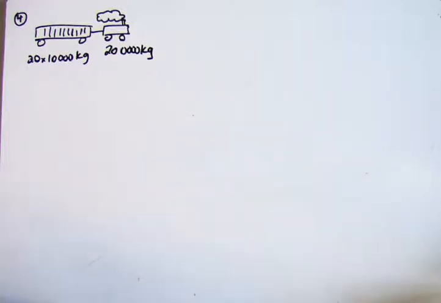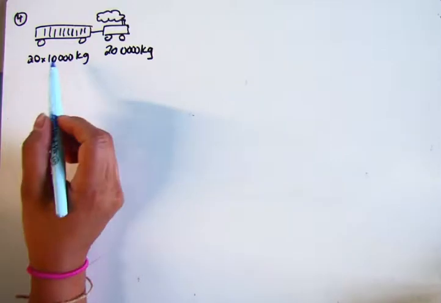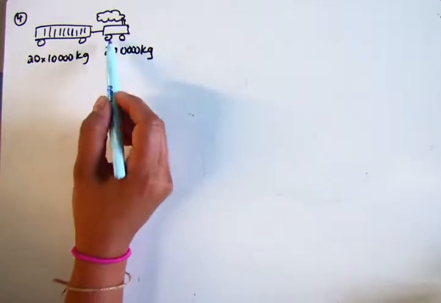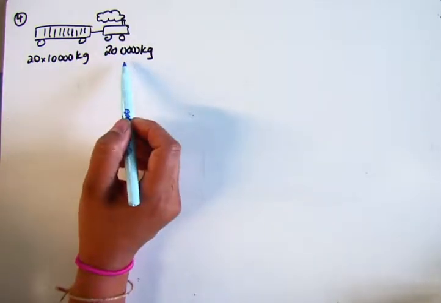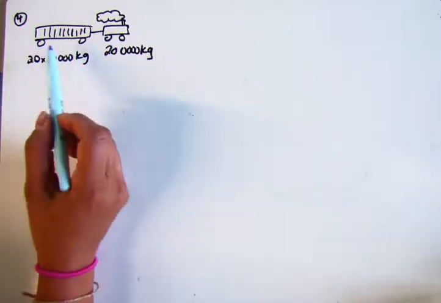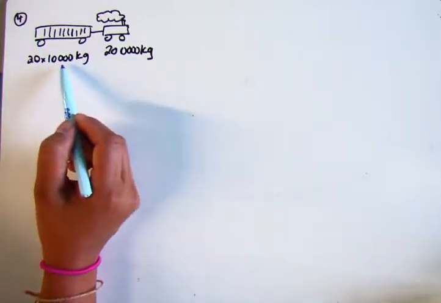So this question looks more intimidating maybe than it is because of all the big numbers. There's 20 cars, they're all very massive. But if we break it down and think about it in the Newton's third law perspective, it's really not that bad. So I've written the information that we're given. There's a locomotive. It has a mass of 20,000 kilograms, and it's pulling 20 cars. Each of them has a mass of 10,000.